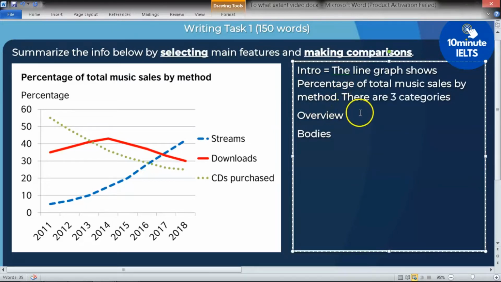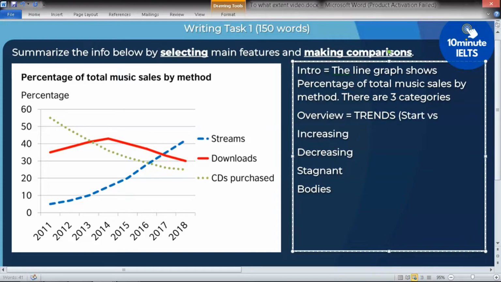What will add to the word count, however, is the overview, because the overview acts as your summary for the main features. And when you deal with a line graph, the most important features are the trends. The trends can be categorized into 3 main types. You could have an increasing trend, a decreasing trend, or a stagnant trend. And it's easy enough to identify. Take note that trends are based on only 2 key points: the start versus the end. They do not care about the middle points.